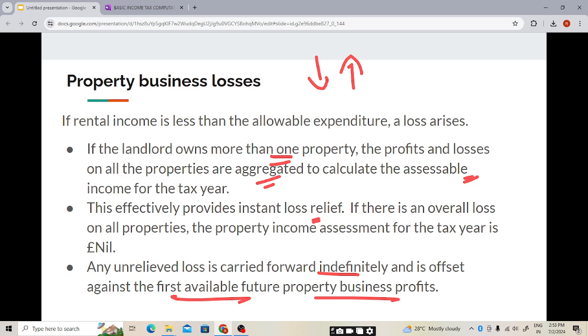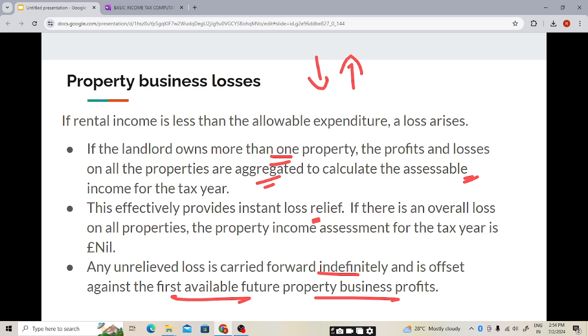But if all the properties are in loss, our current year property income will be zero. But current year property losses can be carried forward for an indefinite period of time. There is no limit.